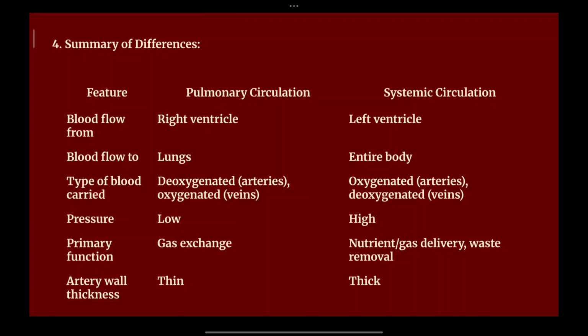Pressure is low in pulmonary circulation and high in systemic circulation. The primary function of pulmonary circulation is gas exchange. In the case of systemic circulation, it is nutrient and gas delivery and waste removal. The arterial wall thickness is thin in pulmonary circulation and thick in systemic circulation.